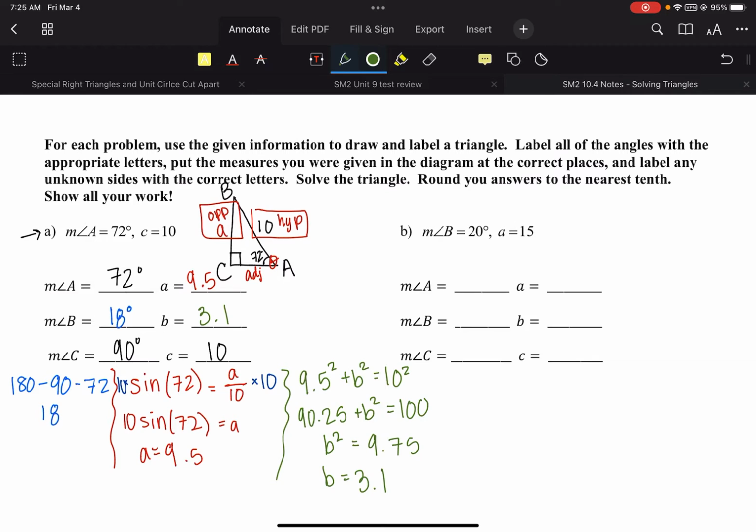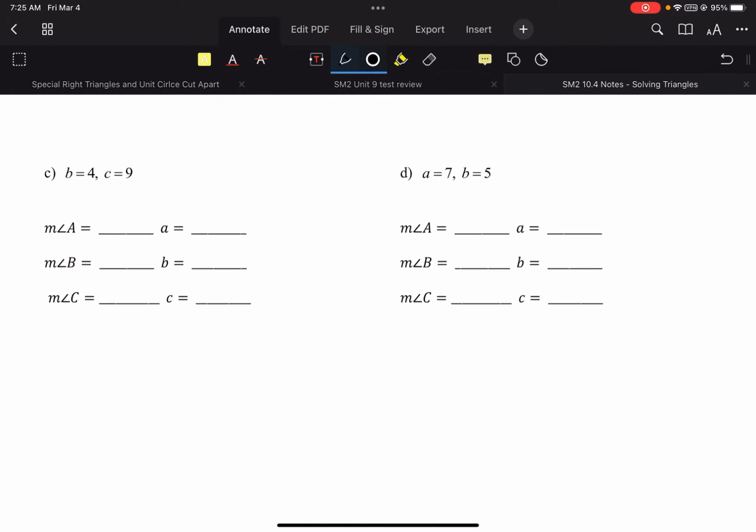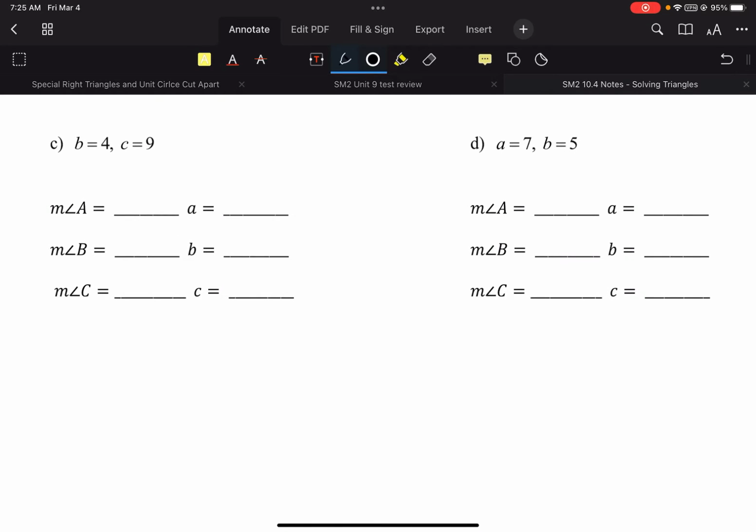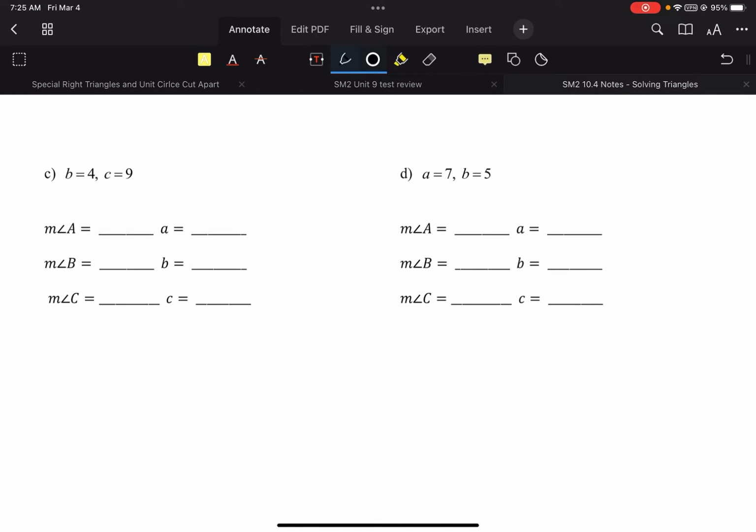Now, I'm actually not going to go through example B because the only different thing is that you have to draw the triangle, and then it's the same as all the rest of the problems we've been doing. So let's look down at example C, so we can do an example where we're given two sides, and we'll practice drawing the triangle and finding all the missing pieces.